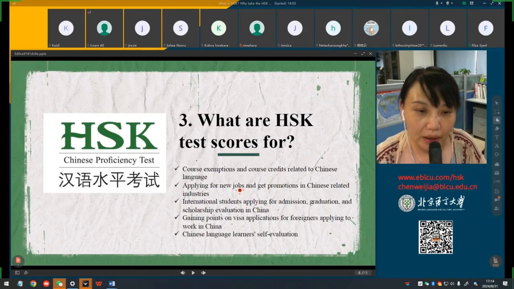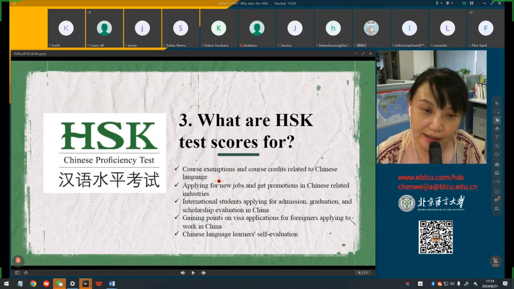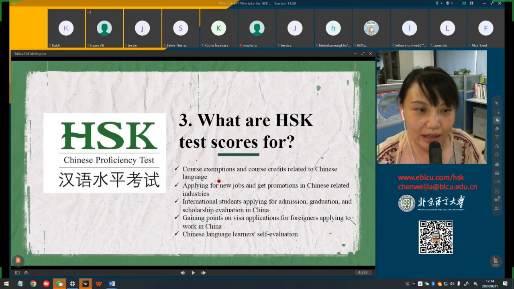Of course, for a language learner, you want to evaluate yourself. You want to know which level you are at. The HSK test is a very good way to evaluate your learning. And if you join a course related to Chinese language inside or outside China, sometimes the HSK test score will give you course credits for that.